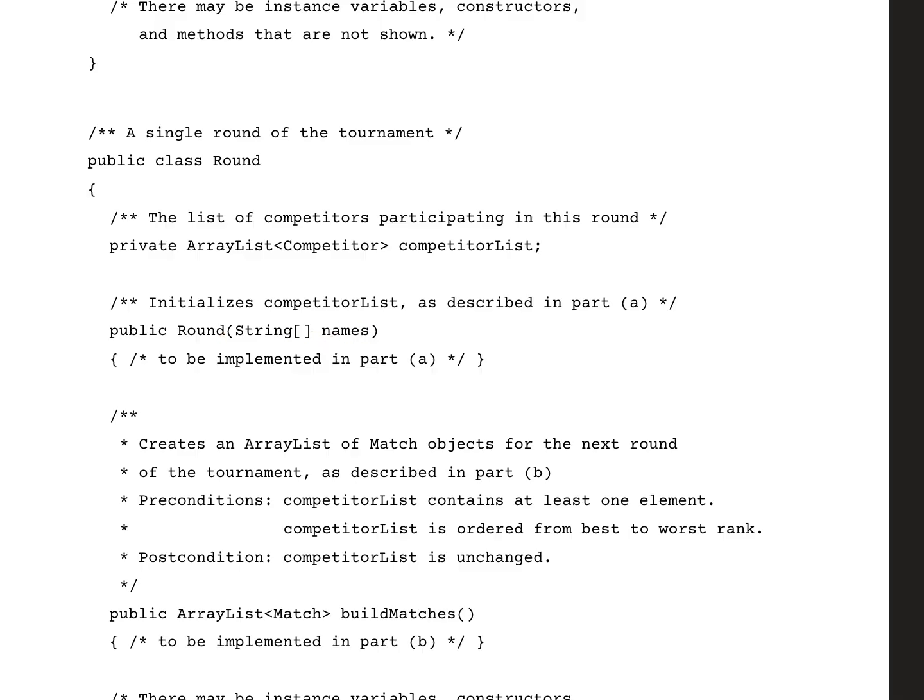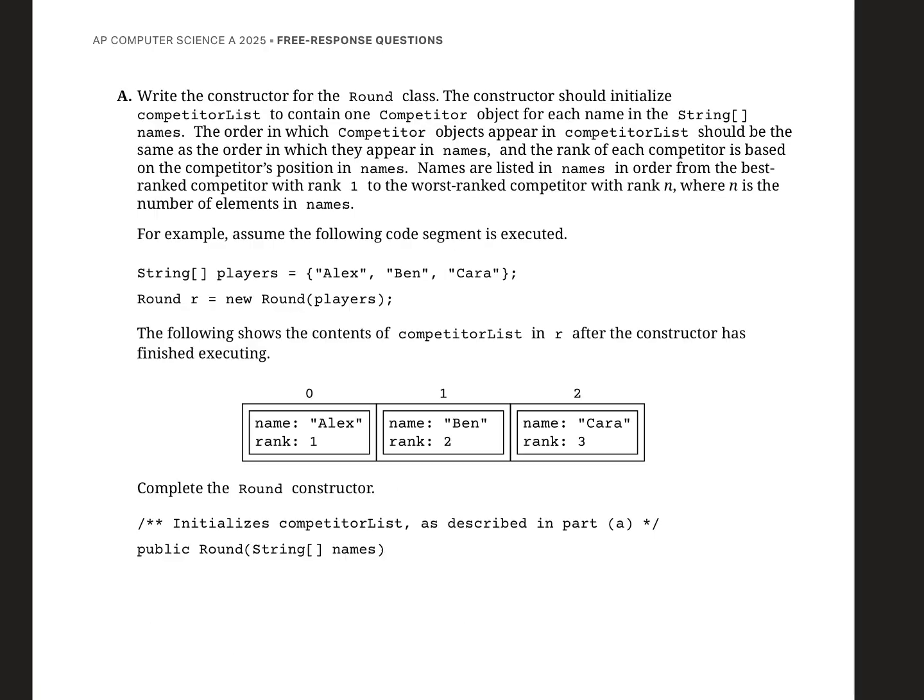So let's look at the very beginning. Notice they already have this array list made for us. Notice it's not equal to anything yet, so that's the example they gave us. So right here, string players are Alex, Ben, and Kara. Alex is player 0, which means they're going to have rank 1. Ben is index 1, so he's going to have rank 2. So all we're doing here is building this new array list of competitors that are going to use these names.